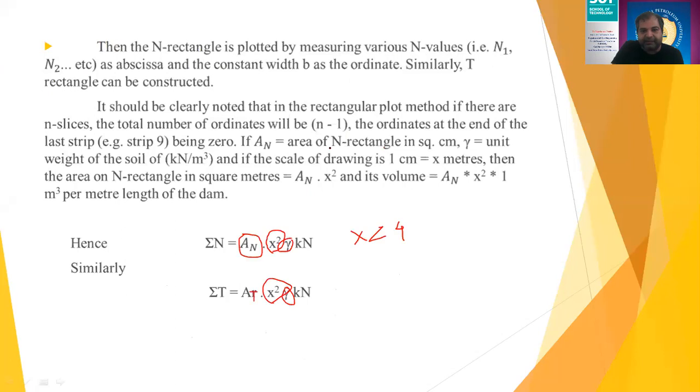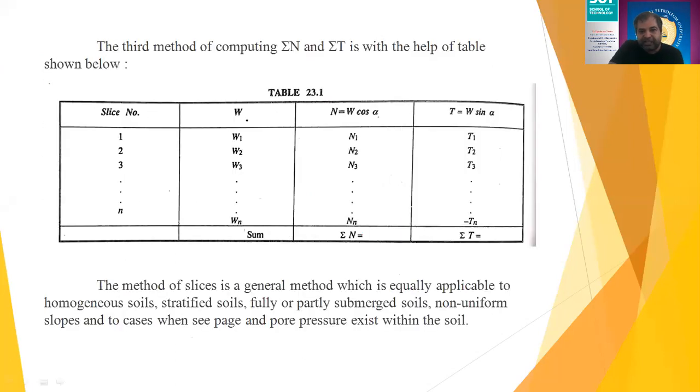If you see here, you just put the value of W, whatever the value is here in the slice. And then if you want to find the n value, it is nothing but W cos theta. I have taken theta, they have taken alpha, so they have taken W cos alpha. So you can calculate N1, N2, N3, N4. Similarly, you can calculate the value of T, which is nothing but the sine value.